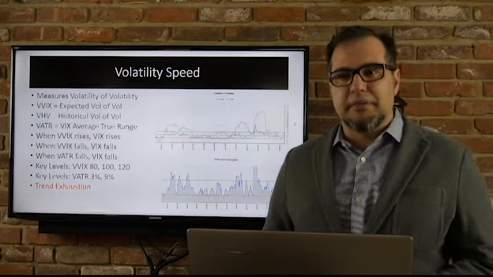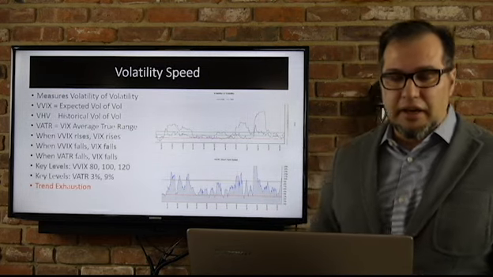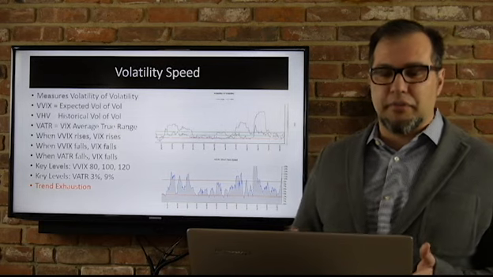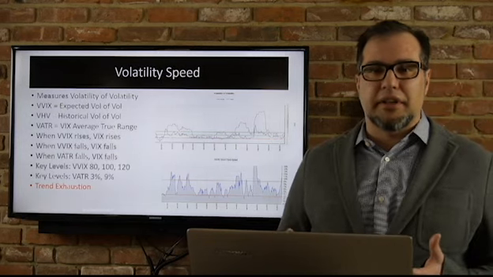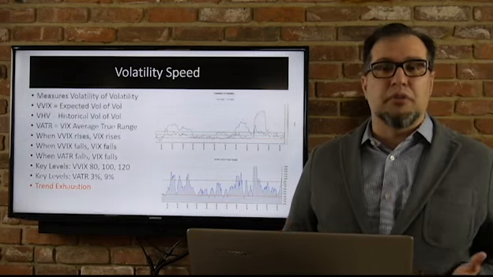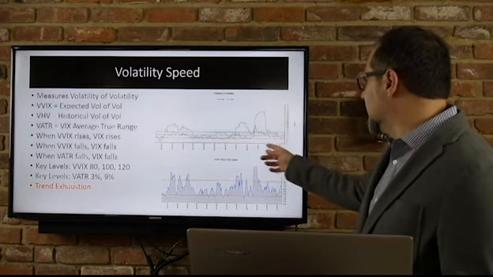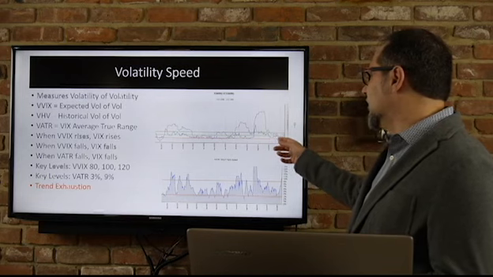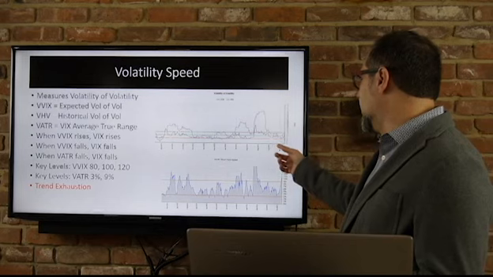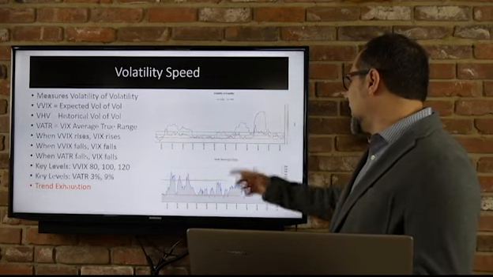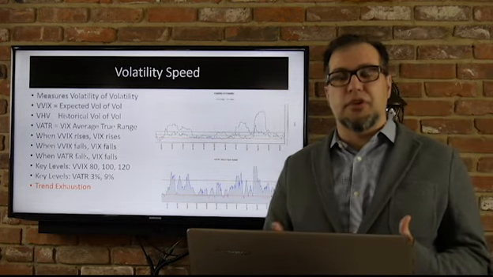Volatility speed essentially measures volatility of volatility. There is the VVIX provided by the CBOE, which gives you expected volatility of volatility. On our website, we calculate the historical volatility of the VIX itself. We call that VHV, and we have a couple of charts that compare the VVIX against VHV. And the key levels for the VVIX are, if the VVIX starts to spike, usually it's an early indication that the VIX itself is going to start to spike.